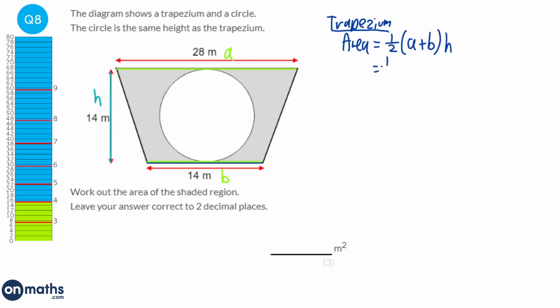So the area would be half times a, which is 28, plus b, which is 14, times the height, which is 14. And so that would be 294.